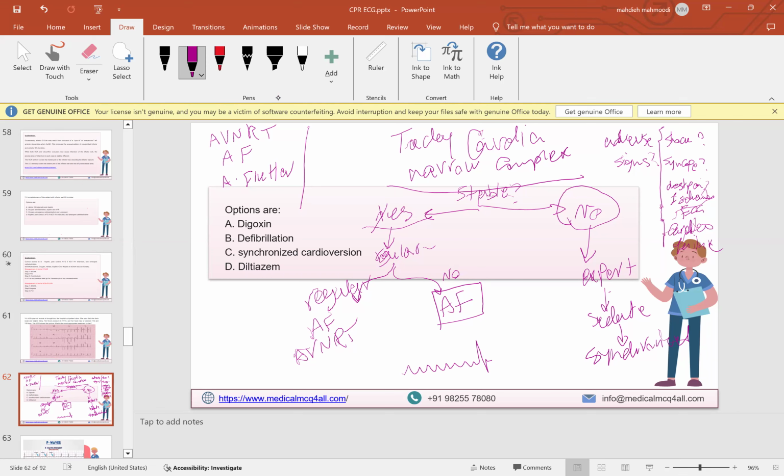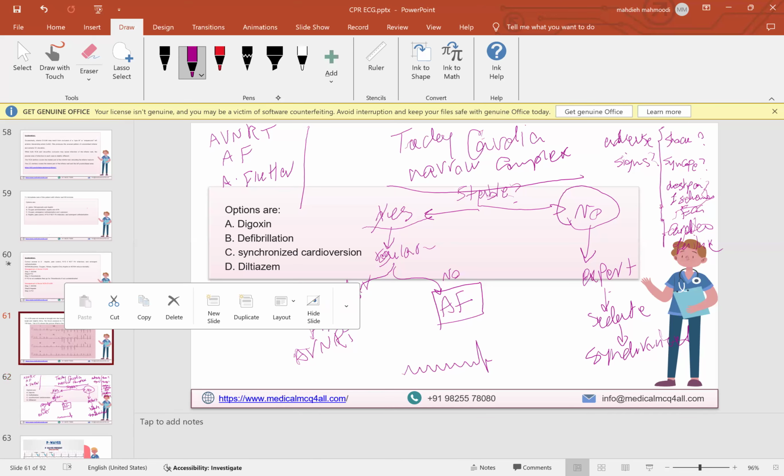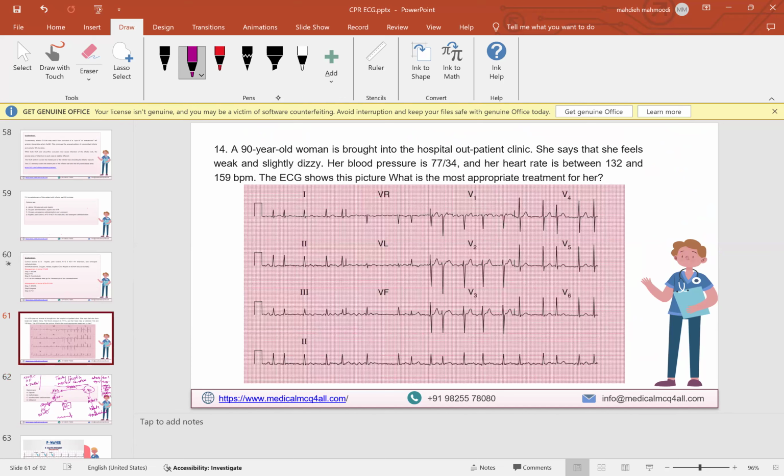So one more time, when there is a narrow complex tachycardia, do not think, what is this? Don't do that. Why? Because when you do that, you say, it's AF, I'm telling you, this is AF. So what to do in AF? The first thing that comes to your mind is beta blocker, and that is the wrong answer. Why? Because your patient is unstable. Blood pressure 77, patient dizzy, and the patient also has chest pain, I guess. So don't do that.